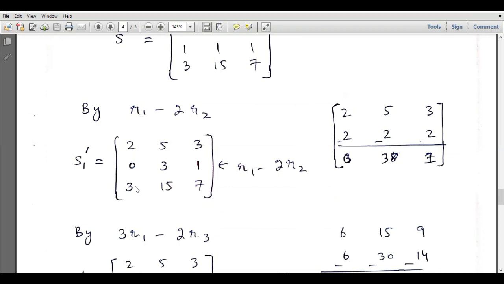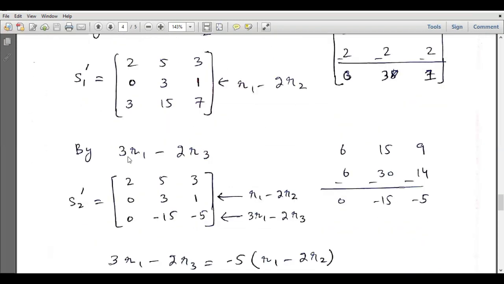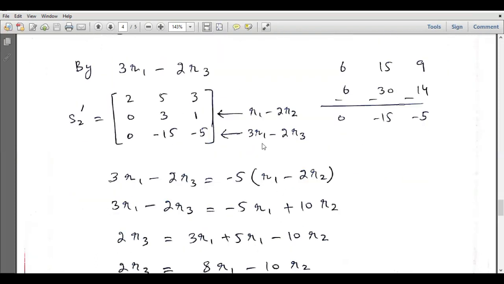Now let's make this entry equal to 0. So we have to perform 3R1 minus 2R3. And finally we will get 0, minus 15, minus 5 as the third row. And this is our first operation R1 minus 2R2. This is our second operation 3R1 minus 2R3.